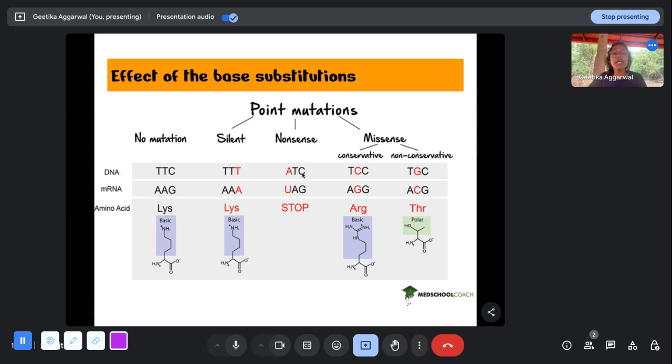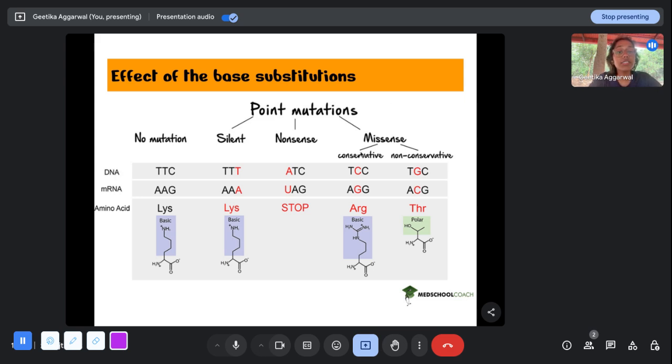Nonsense is from ATC. So from TTC, the first T becomes an A, and now if you transcribe it, it becomes UAG, which is a stop codon. So instead of AAG, it became UAG. It's a stop codon, which leads to a truncated protein.